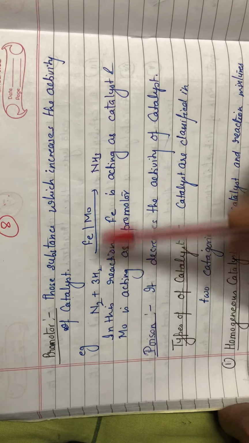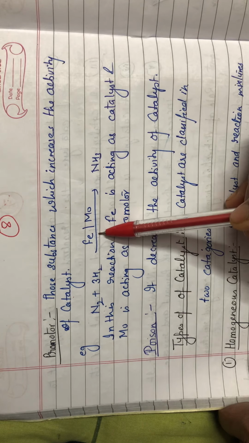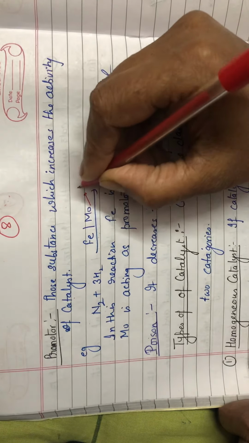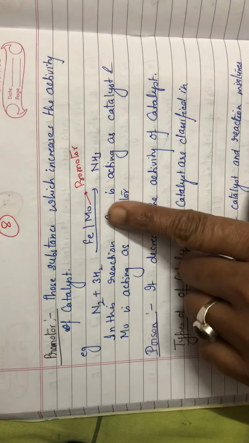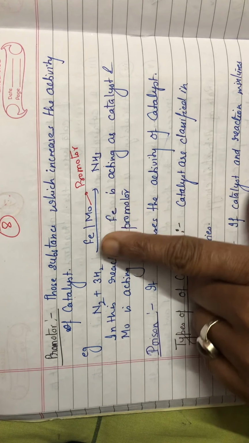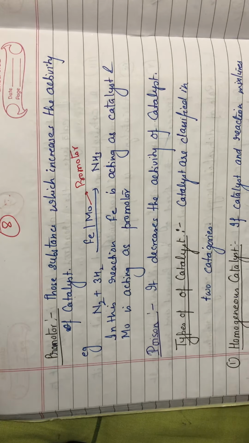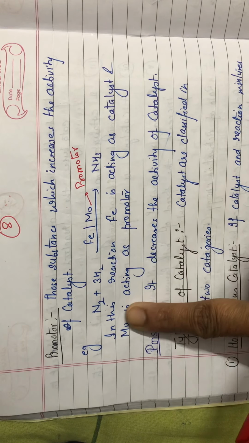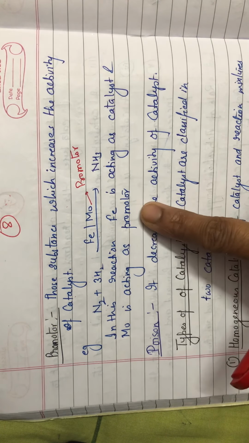For example, in formation of ammonia by the Haber process, we are adding iron. Iron is acting as a catalyst, and molybdenum is acting as a promoter. Because if we add only molybdenum and not iron, then molybdenum does no work. Molybdenum only increases the activity of iron. So in this case, iron is acting as a catalyst and molybdenum is acting as a promoter.